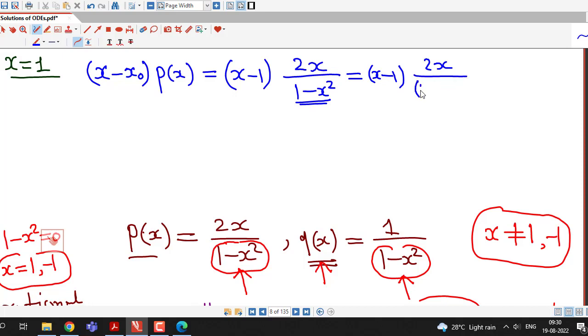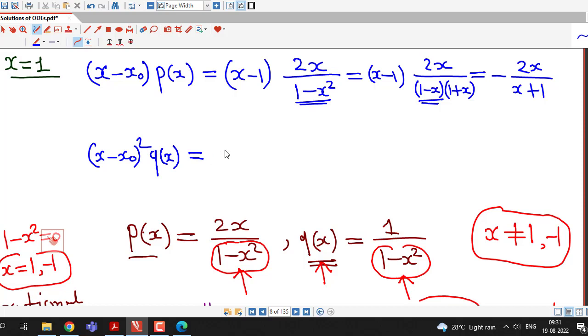So let me write one more step, 1 minus x into 1 plus x. This I can write as negative of x minus 1. So x minus 1 will cancel out, and I am left with minus 2x over 1 plus x. And another function I have to decide is square of x minus x0 into qx, that is x minus 1 square into qx.